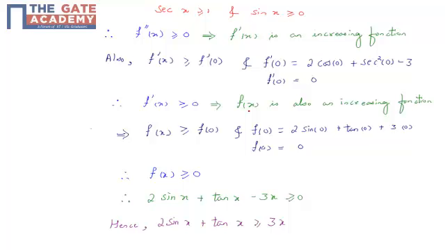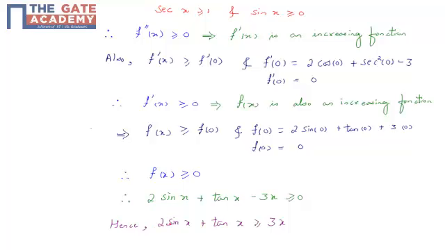Hence f of x is also an increasing function, which gives us the relation that f of x is always greater than or equal to f of 0, and f of 0 is 0. So f of x is always greater than or equal to 0. Substituting the value of f of x, we get that 2 sin x plus tan x minus 3x is always greater than or equal to 0.